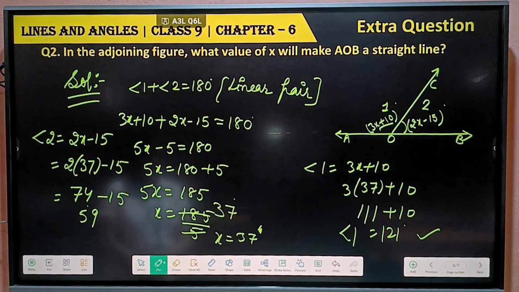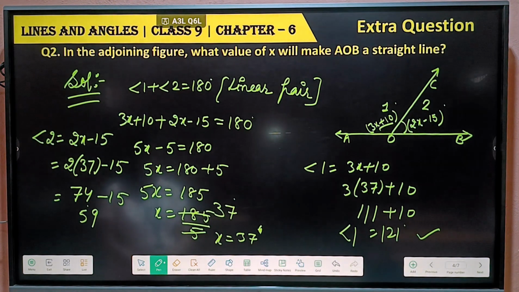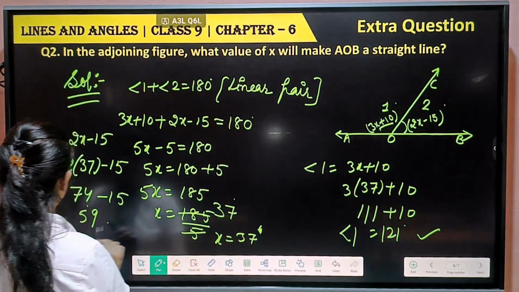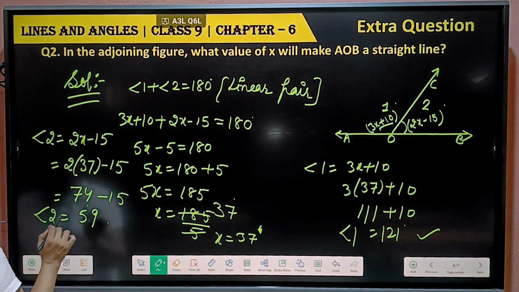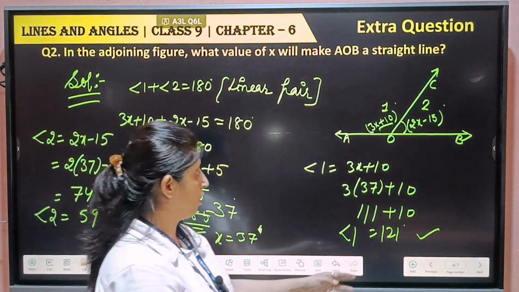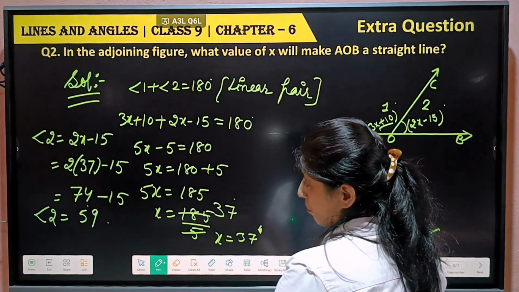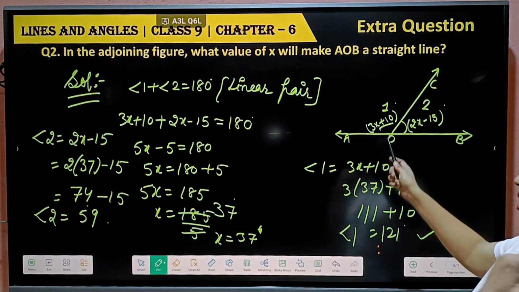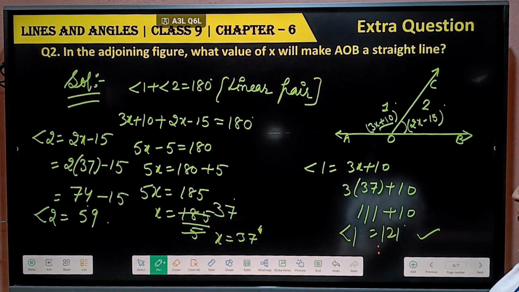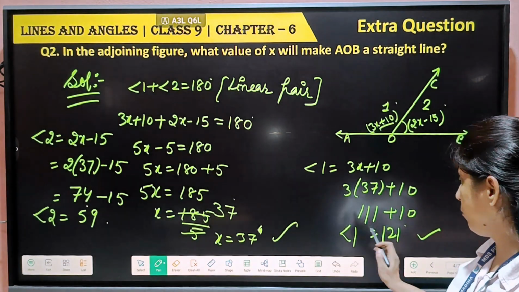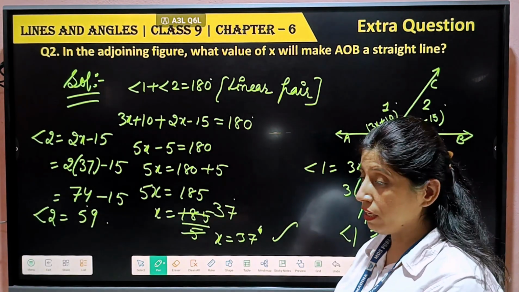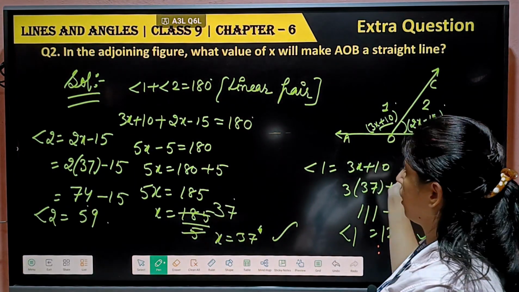So 121 plus 59 gives 180. Their sum is 180 degrees. So angle 2 is equal to 59 degrees and angle 1 is equal to 121 degrees. Both sum to 180 degrees, which means they form a straight line. So what is the x value? The x value is 37 degrees, both angles come to 121 and 59, and their sum is 180 degrees, meaning they form a straight line, right?